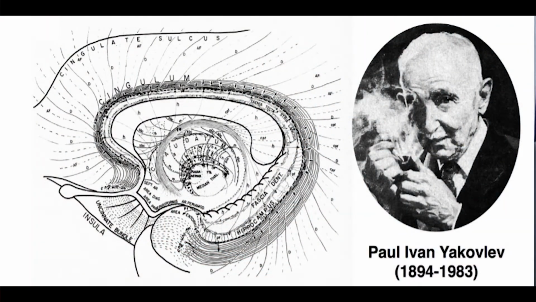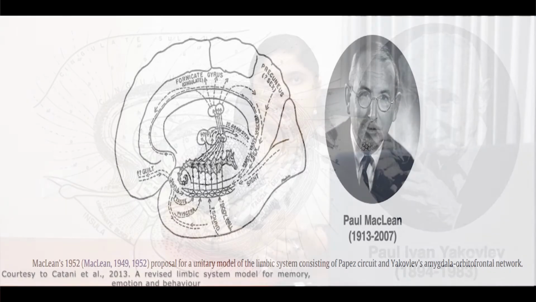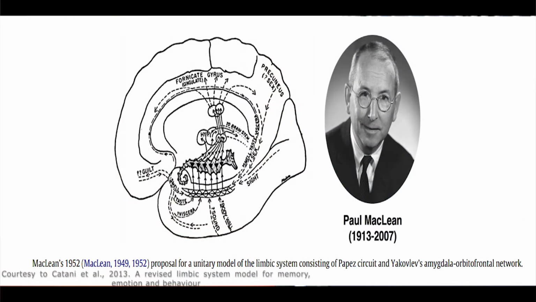A decade later, Paul Yakovlev proposed that the orbitofrontal cortex, insula, amygdala, and anterior temporal lobe form a network underlying emotion and motivation. Paul MacLean crystallized previous work by incorporating both Papez's and Yakovlev's views into a model of the limbic system. MacLean concluded that the limbic cortex, together with the limbic subcortical structures, is a functionally integrated system interconnected by short and long range fiber bundles.